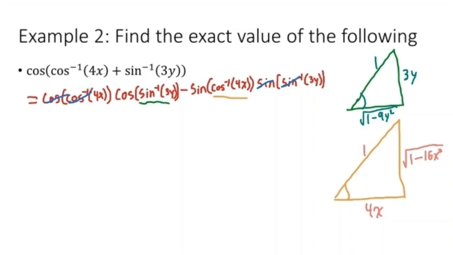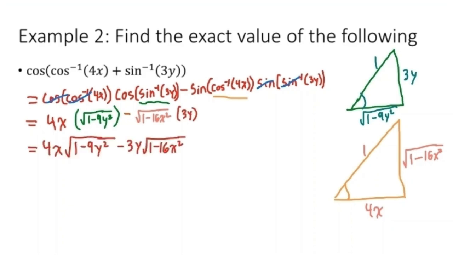Now we have everything we need to evaluate our compositions. The first was 4x, thanks to the cancellation. The second, thanks to the green triangle, will be adjacent over hypotenuse, which will be square root of 1 minus 9y squared. The sine of cosine inverse of 4x, thanks to the orange triangle, is square root of 1 minus 16x squared. And the sine of sine inverse of 3y is just 3y. Now from there, we can just rewrite the order, clean things up a little bit, and we get 4x times the square root of 1 minus 9y squared minus 3y times the square root of 1 minus 16x squared as our final answer.